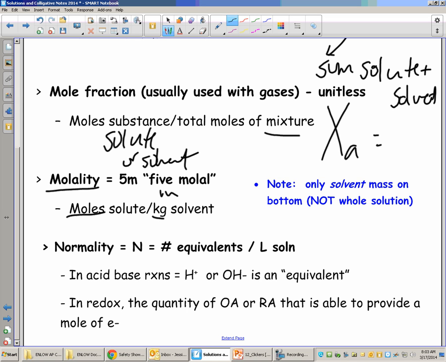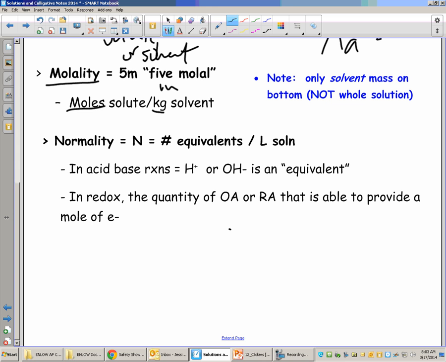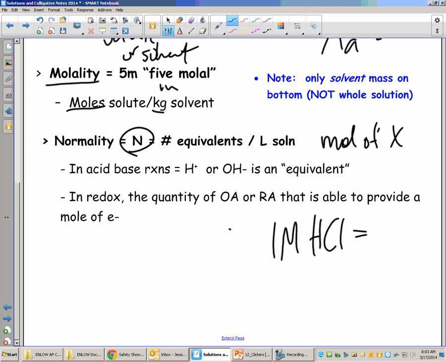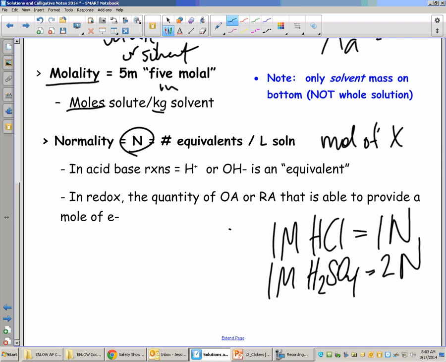And then last one is normality. Normality is just labeled with a big N, and a lot of times you'll see that with acids and bases, and it's related to the moles of X created, whatever we're talking about. So, for example, 1 molar HCl is 1 normal HCl, but 1 molar sulfuric acid creates double the H+, and so it's called 2 normal sulfuric, because it creates double of the particle, which is usually the acidic portion. So sometimes on bottles you'll see 2N, and that's equal to 1 molar. So I always convert back to molar, because that's what we know how to use most likely.